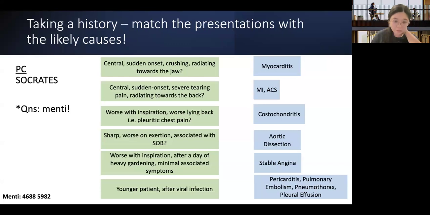And next one again. Sharp, worse on exertion, associated with breathlessness. So a bigger spread of results with this one, but most of you have chosen stable angina, which is correct. So stable angina basically means that when you're at rest, you have no pain, but once you start exerting yourself, walking, it gets worse. That's why it's worse on exertion.